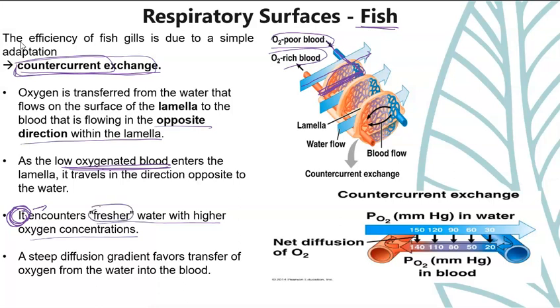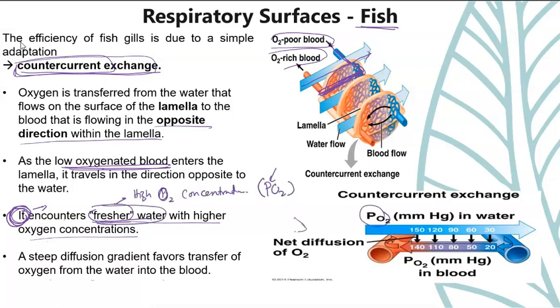That is what fresher means. Okay, fresher water, water with higher oxygen concentration. Or we can use the symbol, partial pressure of oxygen. This one is PO2, where P stands for partial pressure. Okay, partial pressure of oxygen. So the fresher refers to water that has higher concentration of oxygen, compared to the oxygen concentration in the blood. Okay, so the blood encounters fresher water with higher oxygen concentration. So a steep diffusion gradient favors transfer of oxygen from water into the blood.